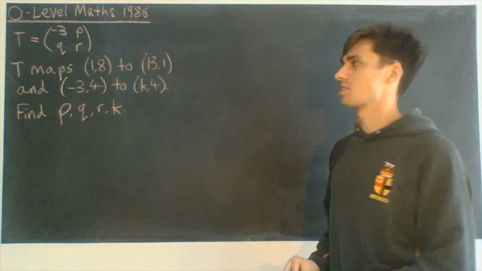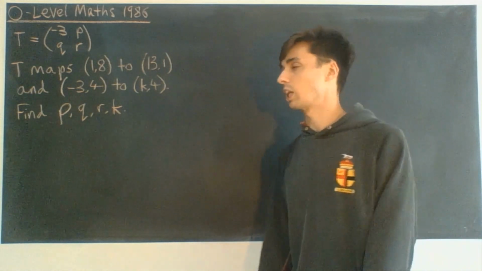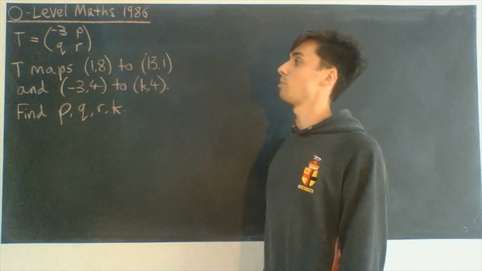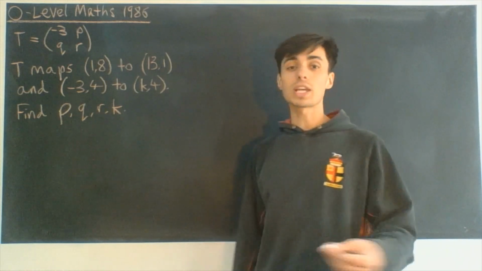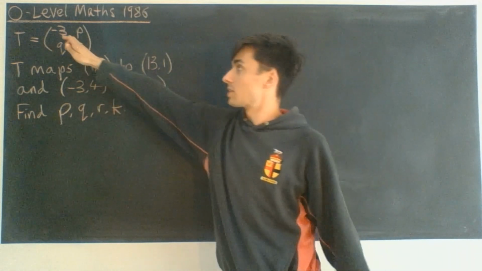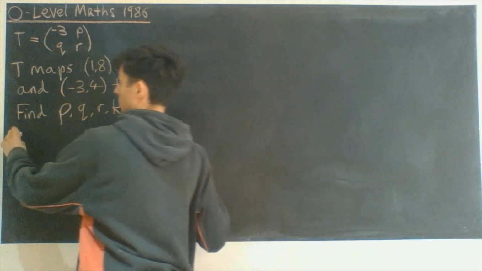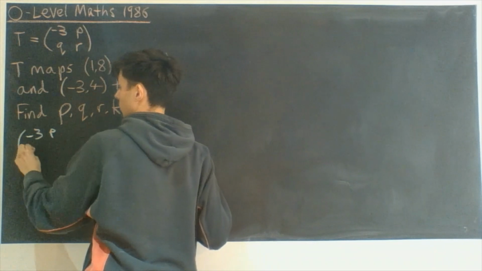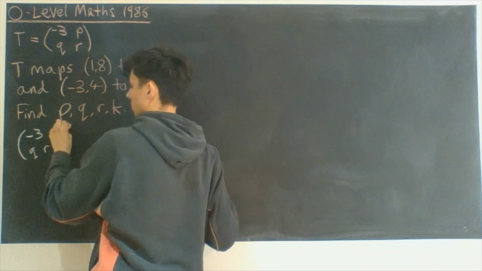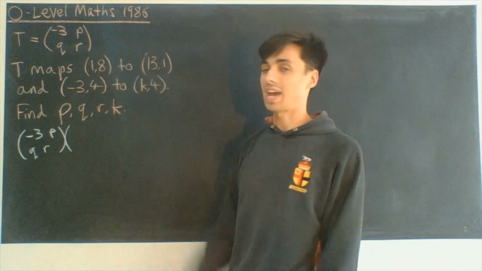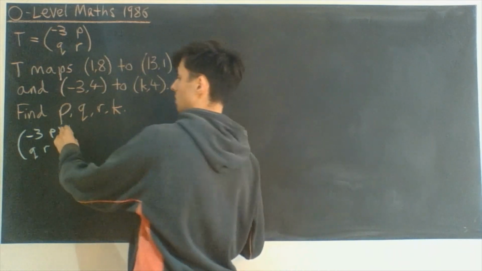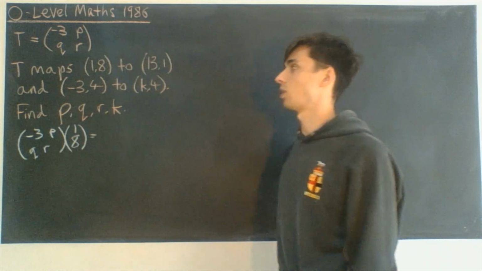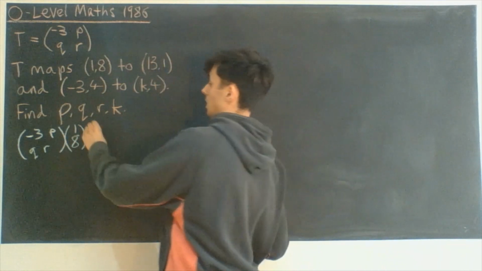First of all then, let's consider what do these maps actually look like. And if you know about matrix multiplication, then this is left multiplication on these points. So let's write that down. What we've got is this matrix T, which is minus 3, P, Q, R, acting on this point (1,8). And let's vectorize this point. So instead of (1,8), we'll write it as a column vector, 1, 8. And it maps it to (13,1).